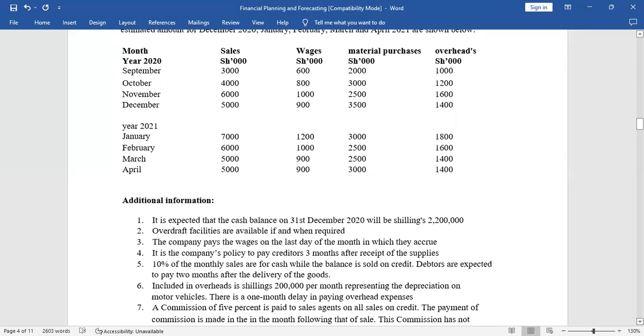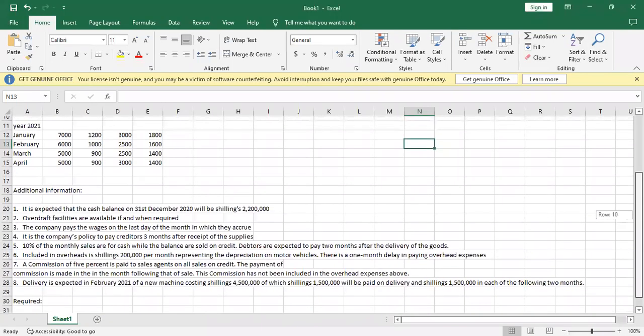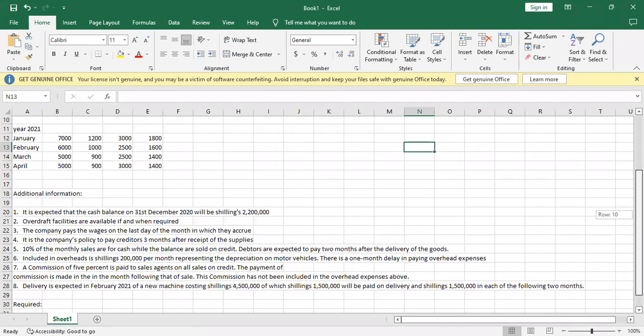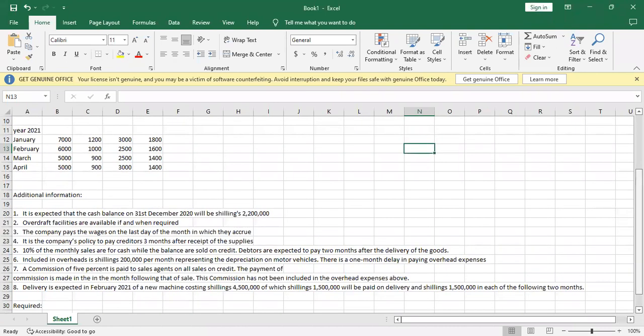Now, we've been given additional information there. Well, I think this question will be better in the Excel sheet. So I've shared that question in the Excel sheet for purposes of maneuvering on the question.